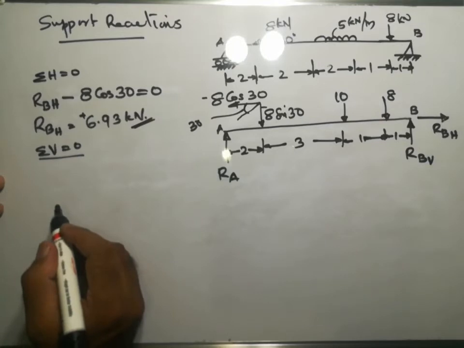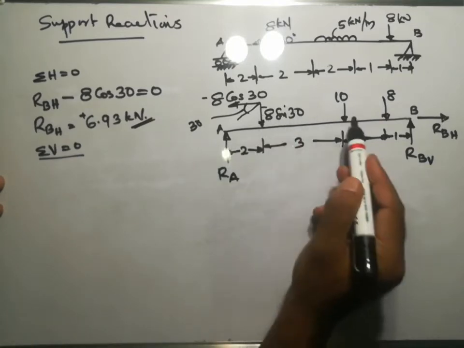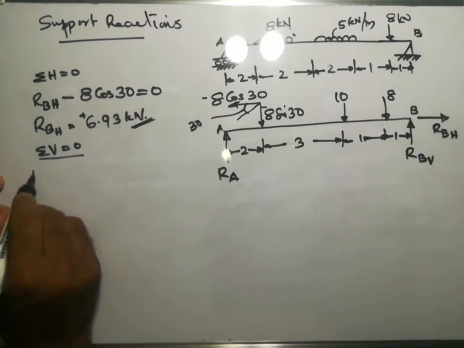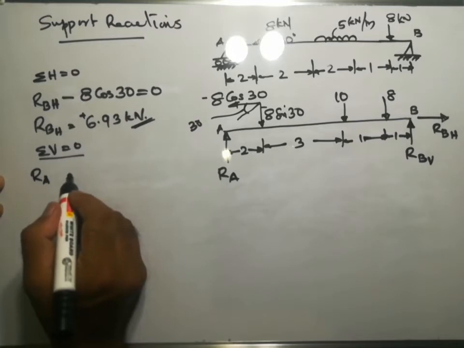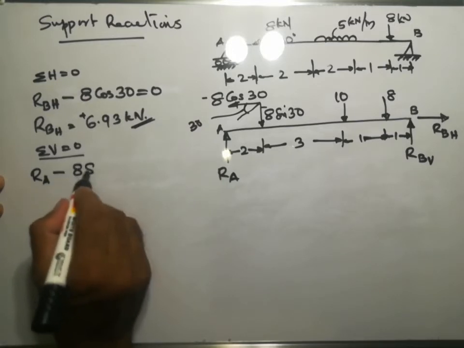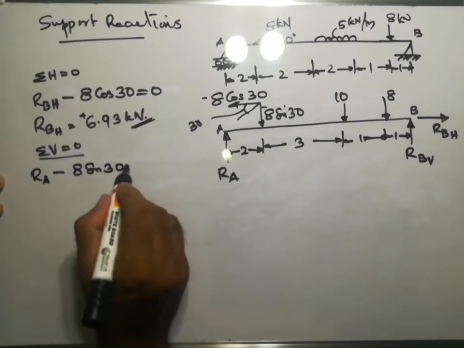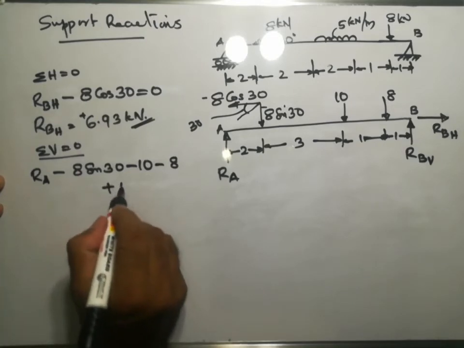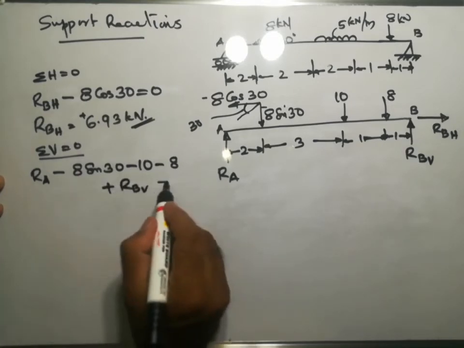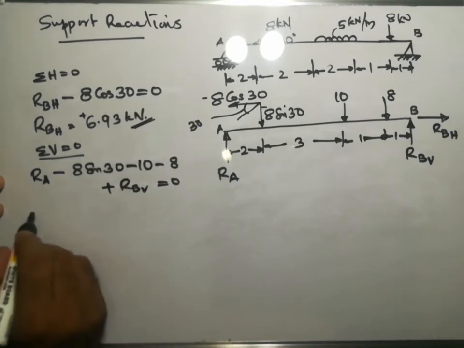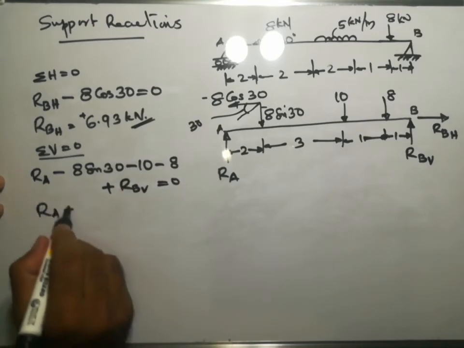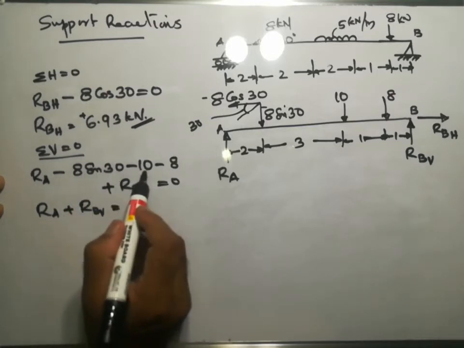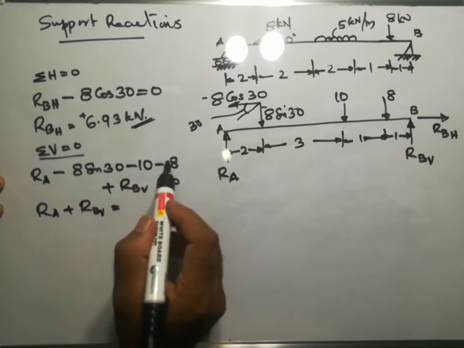How to find out ΣFy? There are five force components. We'll start from RA. RA is in the vertically upward direction, so positive, then minus 8 sin 30, minus 10, minus 8, then plus RBV because it is acting in the upward direction. When you simplify this, you will get RA plus RBV equal to 8 sin 30 plus 10 plus 8.